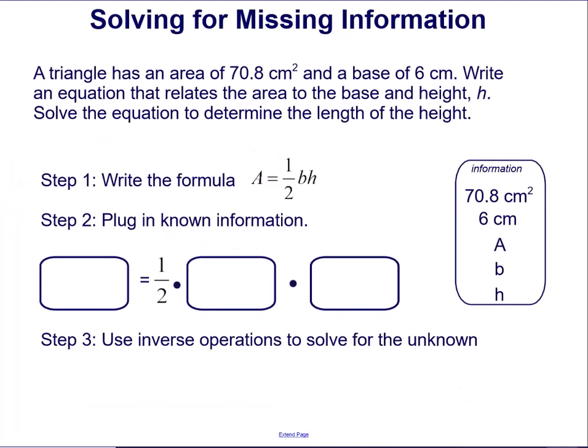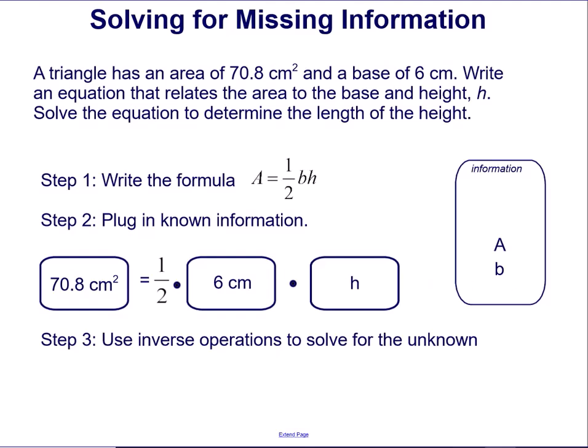Solve for missing information. A triangle has an area of 70 8/10 centimeters squared and a base of 6 centimeters. Write an equation that relates the area to the base and height, h. Solve the equation to determine the length of the height. So step 1, I write the formula, area equals 1/2 base times height, and then I plug in my known information. My 70 8/10 centimeters squared is my area, so that goes over here on the left. Up here it tells me my base is 6 centimeters, so that will go right here, and it is the h, or the height, that I am trying to solve for.